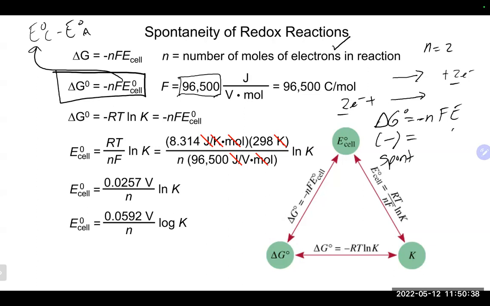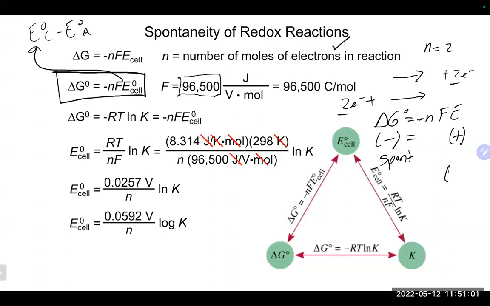We would want a positive cell voltage, right? Positive, and that negative will give us a negative overall for delta G, as the mole should be a positive number and F is a positive number. So when you do get a positive cell voltage, that will result in you getting a negative delta G, and it will be a spontaneous reaction, which is why positive voltage is good.